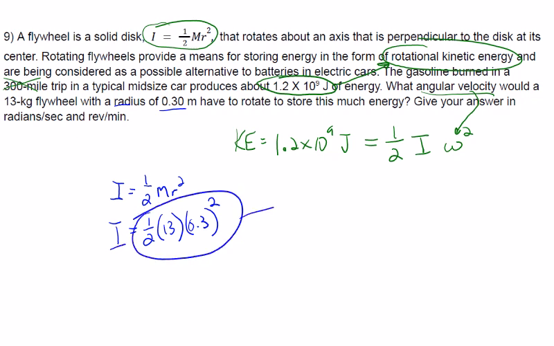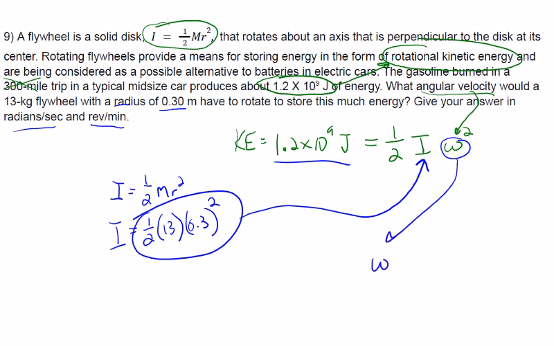Once I calculate that, that can go in here for I, and then you set it equal to this value, so the only thing missing will be omega, and you solve for it. Now if you notice, it says give your answer in radians per second and revolutions per minute. When I solve this and say that omega equals something, if I put my I in kilograms times meters squared and I have my energy in joules, I will get radians per second. So that one's automatically going to be there.